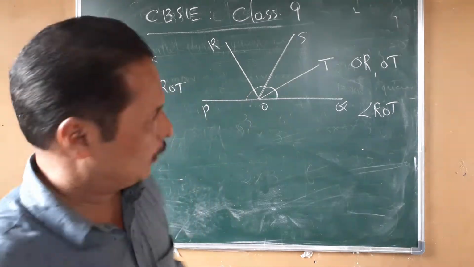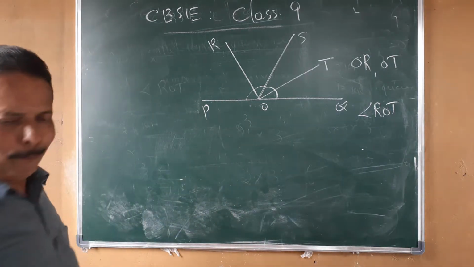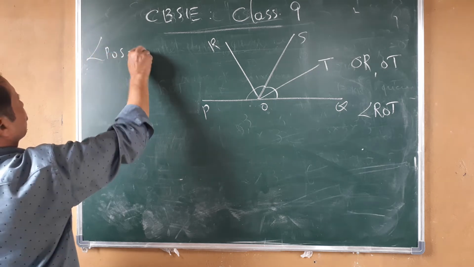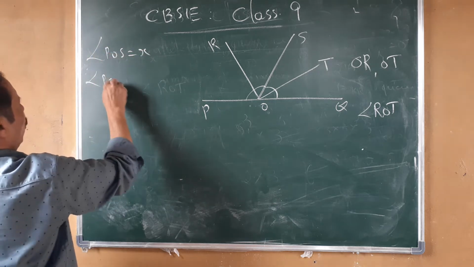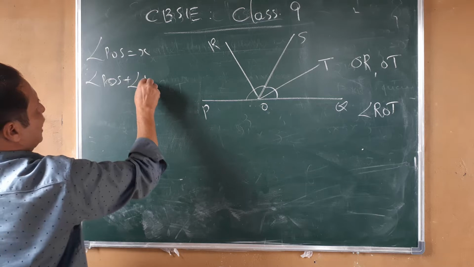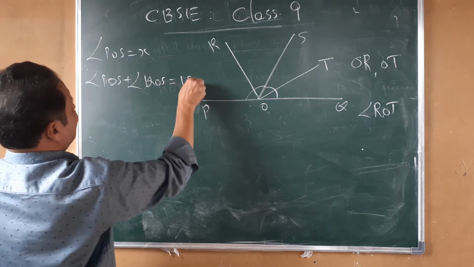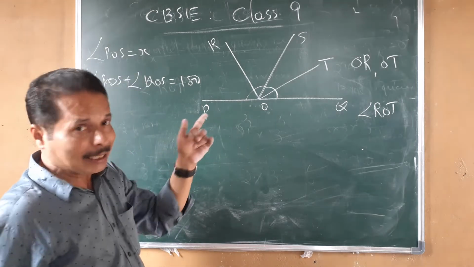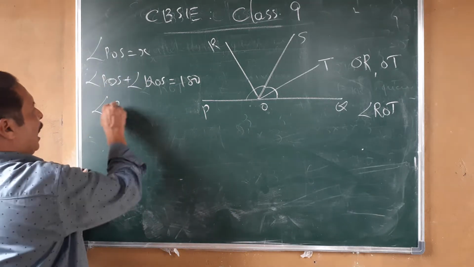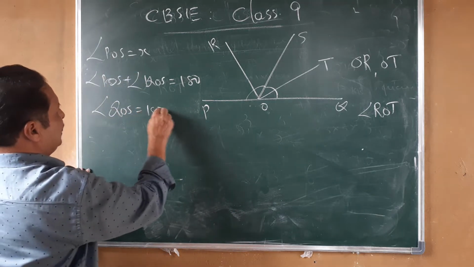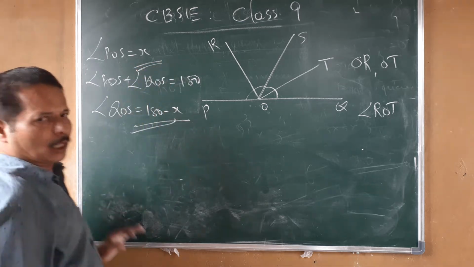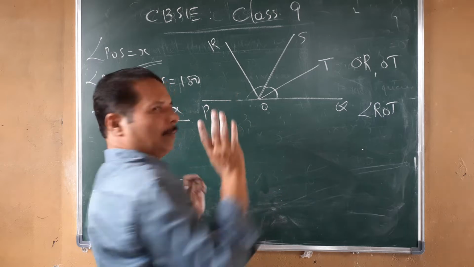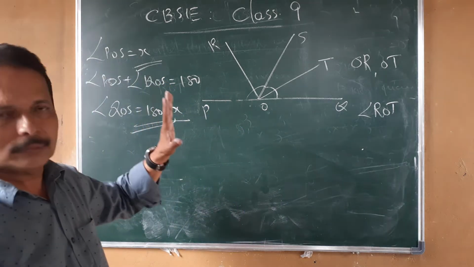Are you ready? Look at here. Let angle POS, this one, equal to X. And angle POS plus angle QOS is 180. These two angles are supplementary. They are linear pairs. So angle QOS is 180 minus X. If this angle is X, automatically this angle is 180 minus X. They are linear pair. Clear?